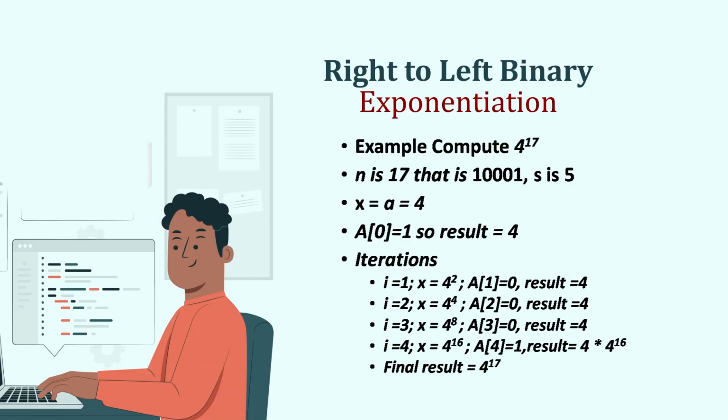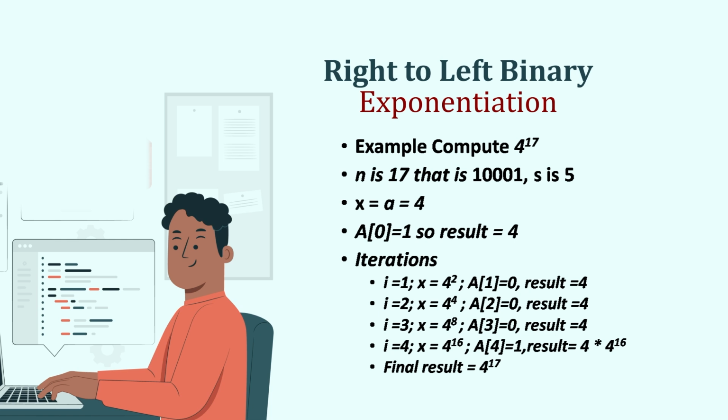Now let's take another example of this particular situation. The algorithm remains the same, but now we have done the computation of 4 to the power 17. Okay, now when we are looking for 4 to the power 17, that is 1 0 0 0 1, 16, okay?